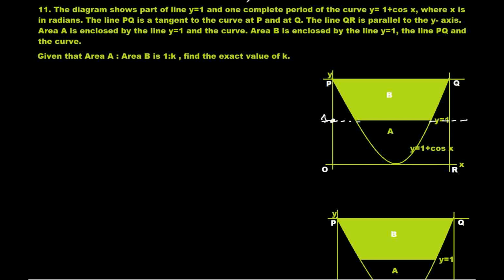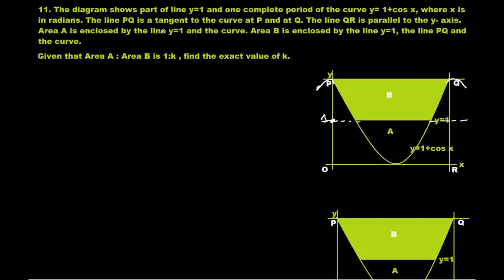Okay. And the complete period of y equal to 1 plus cos x. This is the curve, where x is in radians. The line PQ is tangent to the curve. PQ is tangent. That means, since I've drawn it myself, it is not that perfect. This curve is coming back, and that's why PQ is tangent at these two places.